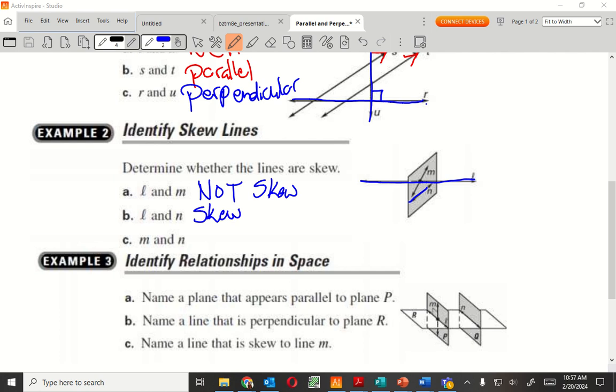And then the next one is going to be M and N. M is here, N is here. It looks like they will cross because they're on the same plane, right? They're both on this flat surface right here. They're both on the same plane. And if you notice, they will eventually intersect also. So this actually meets both criteria of not skew.